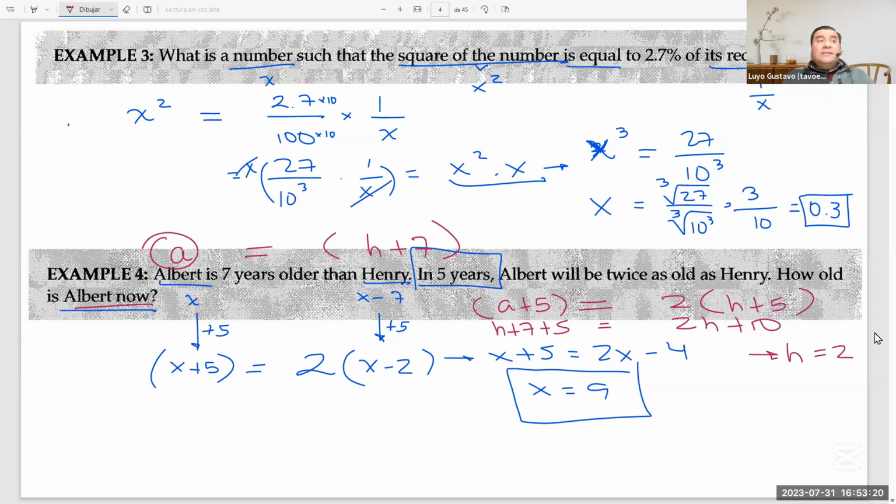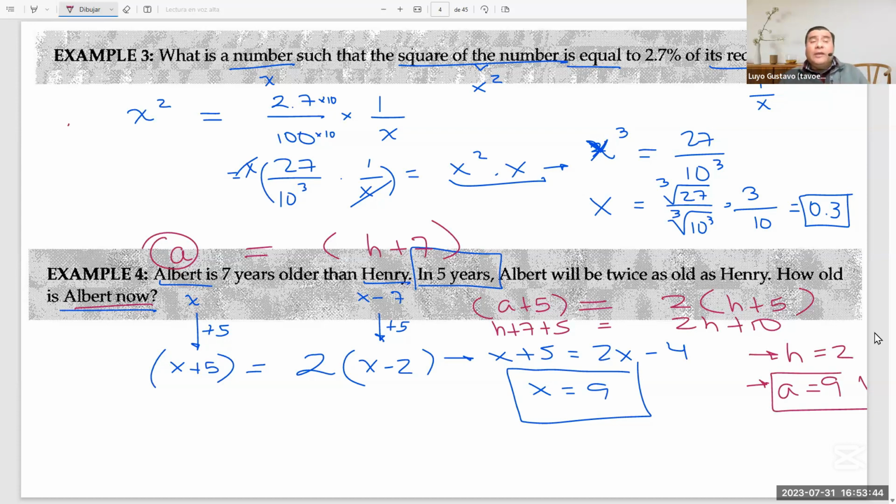And then, since you defined originally that Albert's age is Henry's plus 7, it follows that Albert's age now would be 9 years. So that's it. Two possibilities, okay? Both are effective. It depends on whether you have some practice defining just a single variable.